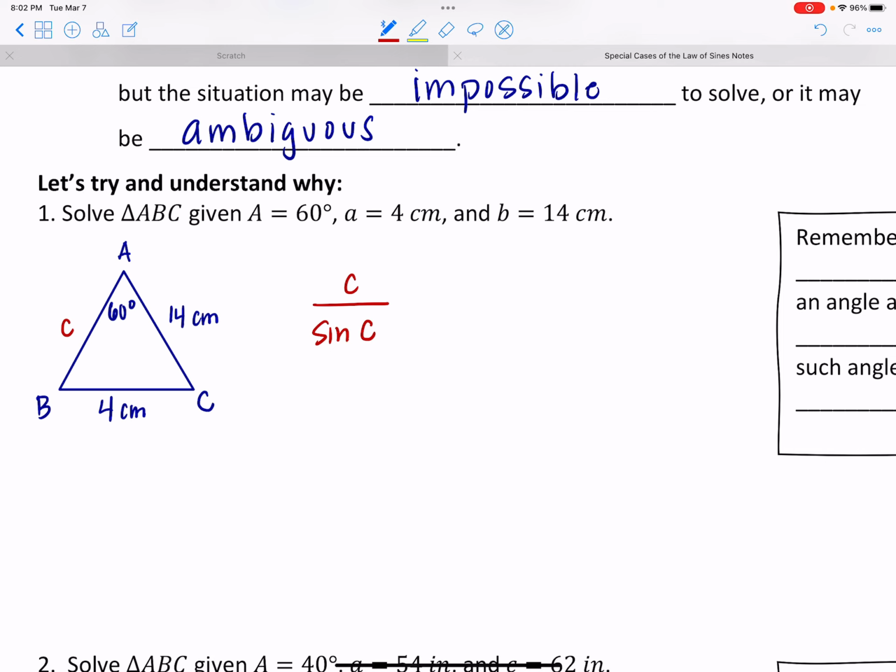Oh, I'm sorry, I'm having issues here. Okay, so I can't find C first because that would make two unknowns.